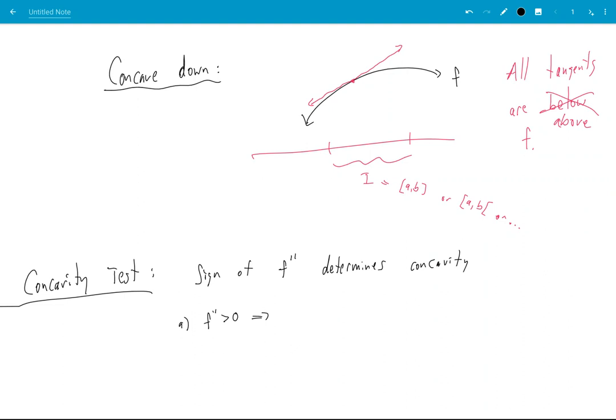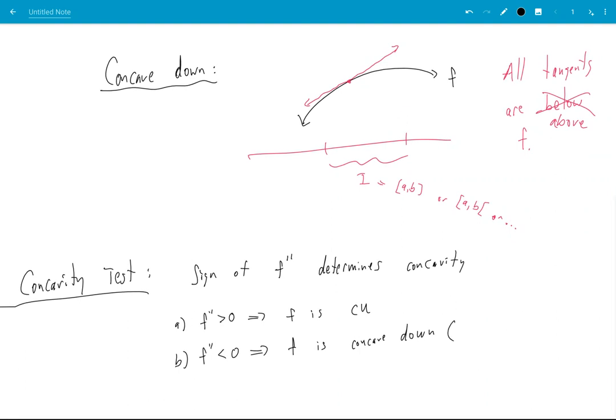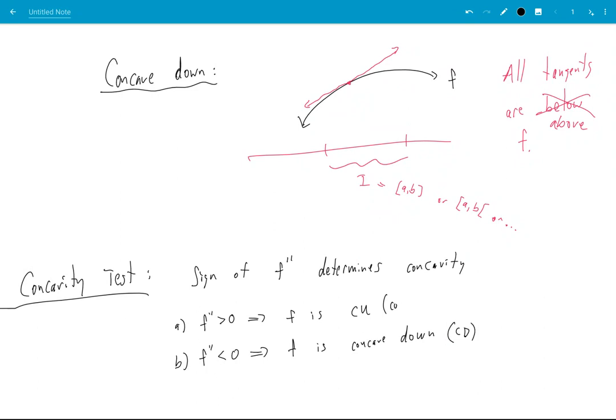So if the second derivative is positive, then we're going to say f is concave up. So CU stands for concave up. If f double prime is less than 0, f is concave down. Oops, CD. Sorry, I'm not being very consistent here. So CU and CD.